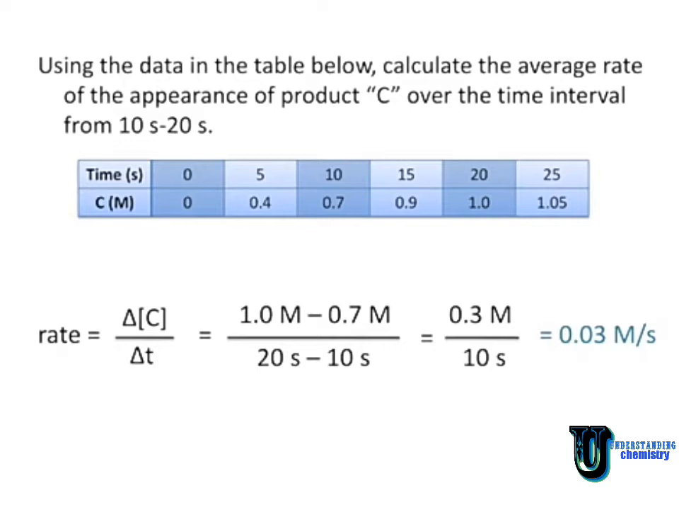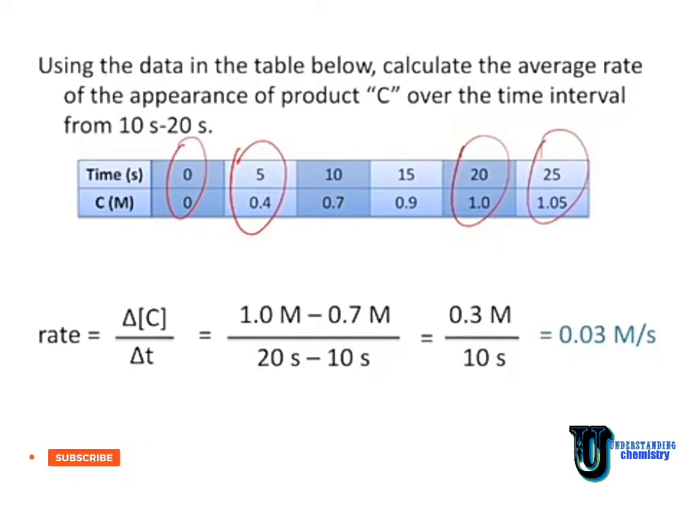And so when you're calculating the average reaction rate, you could calculate it over any time period. We could have calculated the average reaction rate for this reaction from, let's say, a period of 5 seconds to 20 seconds. We would get an answer that's a little bit different. Or if we went from 0 seconds to 25 seconds, we'd get an answer that's probably even a little bit different still.